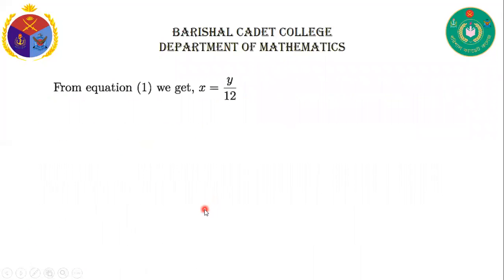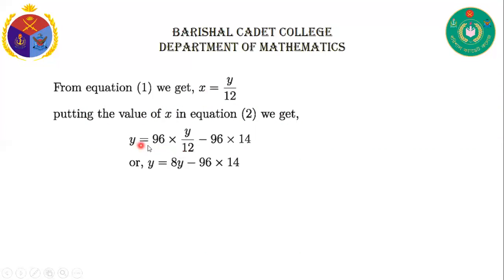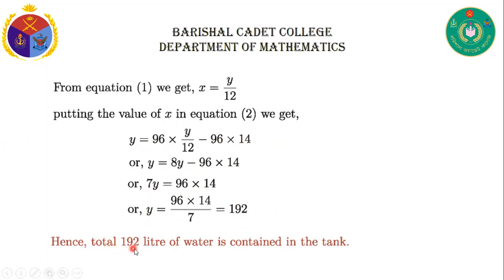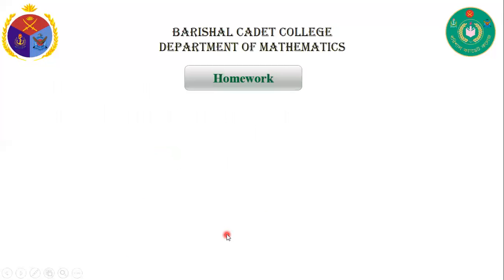Now from the first equation we get x equal to Y by 12, and putting the value of x in equation 2, we get Y equal to 96 into Y by 12 minus 96 into 14. After simplifying, you get Y equal to 8Y minus 96 into 14. So 7Y equal to 96 into 14, and that's Y equal to 192. So hence the total 192 liters of water is contained in the tank.